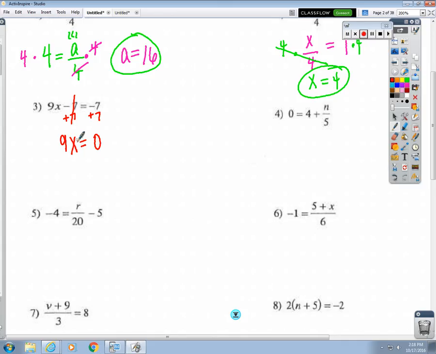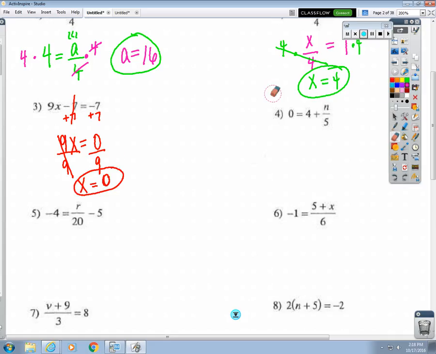Now to solve for x, we need to remove the 9. Well, it's currently being multiplied by the x, so how do you remove it? Divide by 9. And so x equals 0. 0 divided by anything is 0.